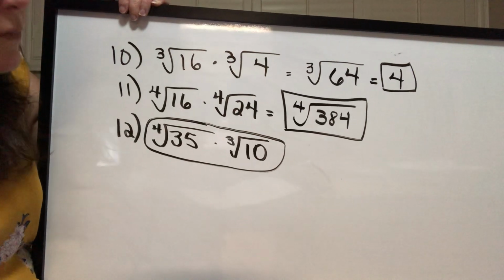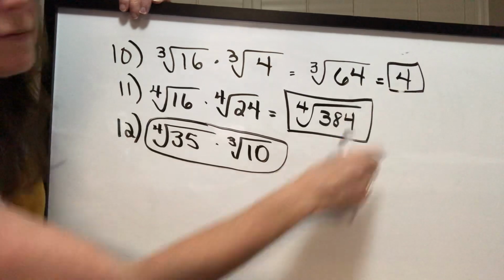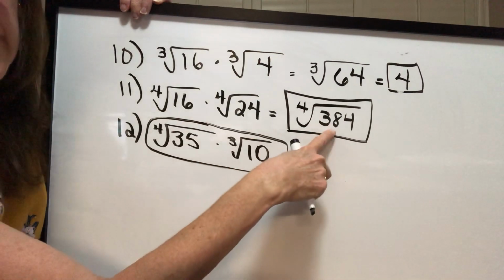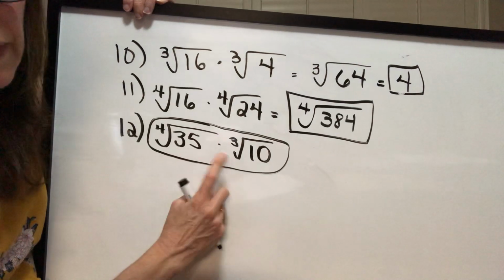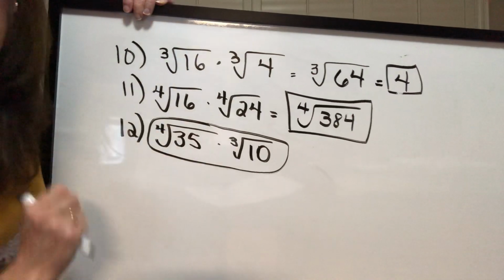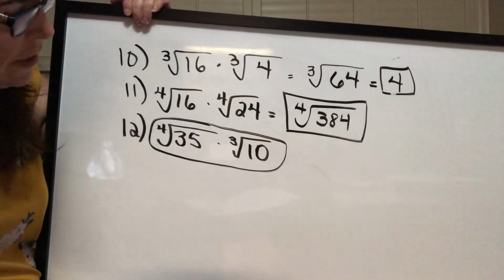So three things could happen. Either you can multiply and get a whole number as the answer. Or you can multiply it, but find out that you don't get a whole number, so you leave it in this form. Or it could be that you can't multiply at all because the two roots are not the same. So those are the three things that can happen. So that's multiplication of radicals.